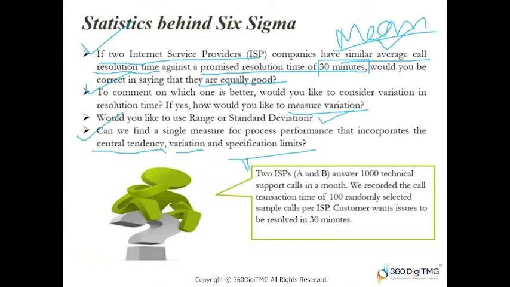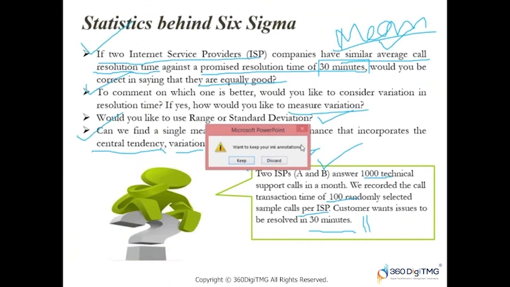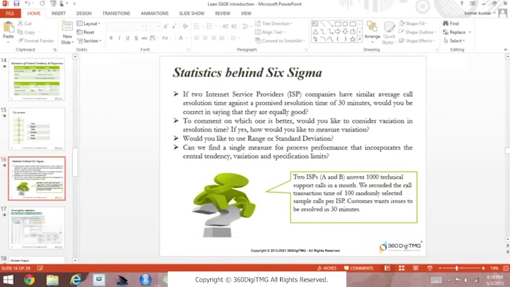All right, here is a case study. Two internet service providers A and B answer approximately 1,000 technical calls in a month. We recorded the call transaction time of 100 randomly selected sample calls per ISP. Customer wants issues to be resolved in 30 minutes. Now tell me which service provider is doing a good job. Is it A or B? In order to know this, let us open the Minitab file and start working a little on Minitab.